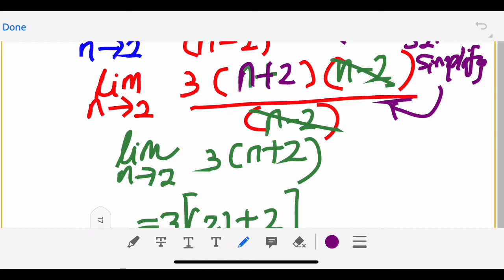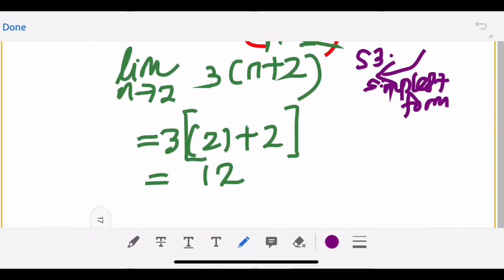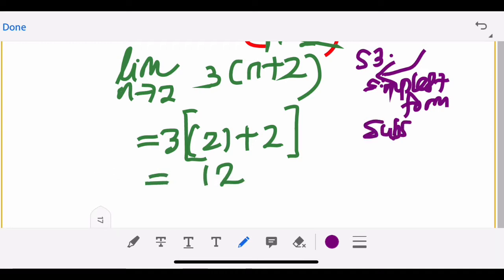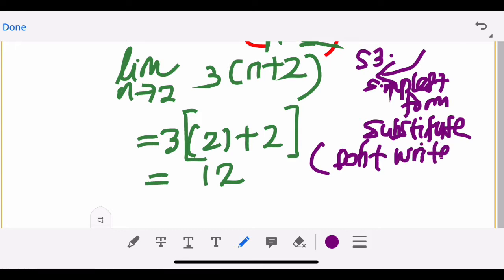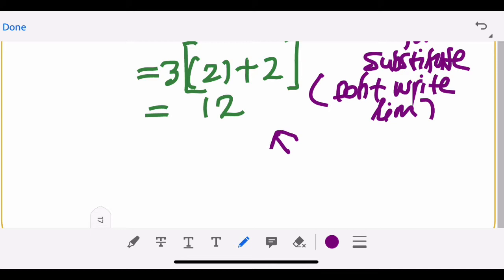Remember, when you do limit, always do the steps FSS: factorize, simplify, and substitute. Alright, when you substitute, please do not write the limit again. Okay, clear? So I'm going to discuss another question on limit, because many students say they've forgotten how to do limit. So I'm going to discuss a few limit questions so that you are fresh when it comes to limit questions. Now let's do another one.